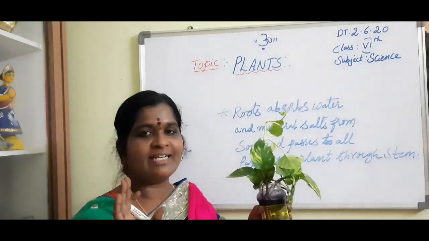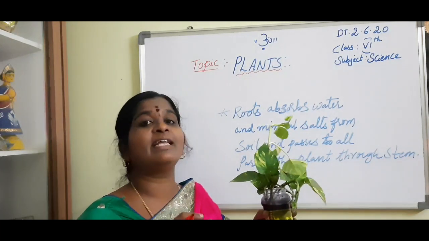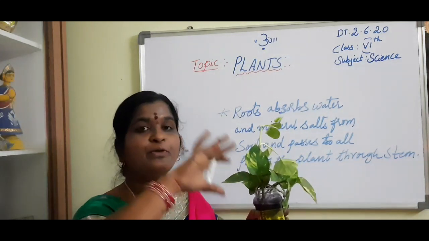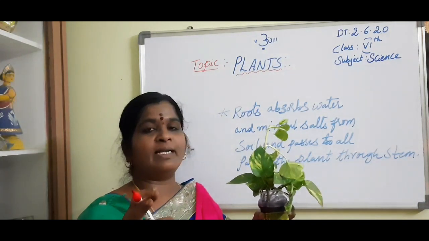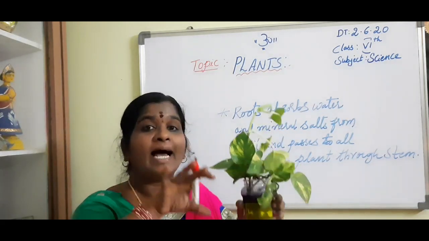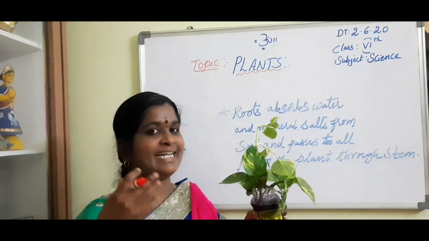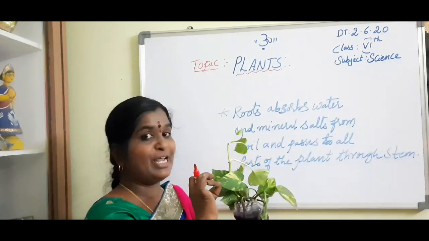So more oxygen will be released. That is a useful gas to all the living organisms. The plants or the trees purify the entire environment. So they play a vital role in balancing the environment. Okay, let us discuss the next part about the leaves.